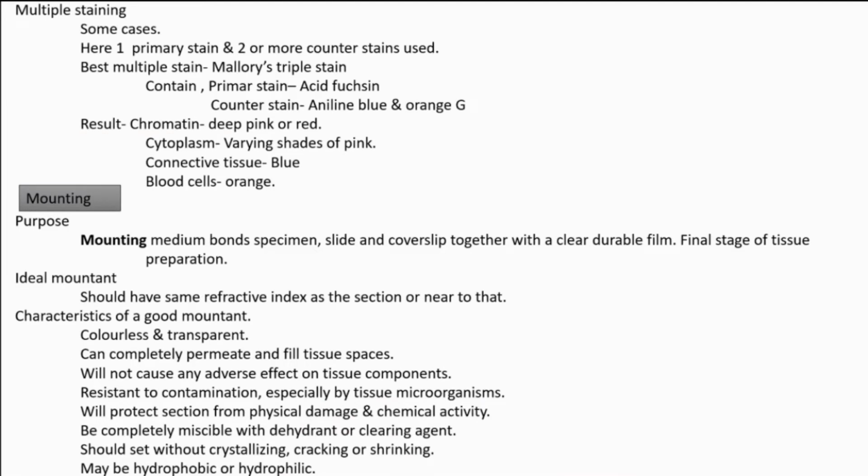Next slide. Then multiple staining is also there. We use multiple staining only very rarely. Here there is one primary stain and two or more counterstains. The best example for multiple stain is Mallory's triple stain. In this, the primary stain is acid fuchsin and the counterstains are aniline blue and orange G.